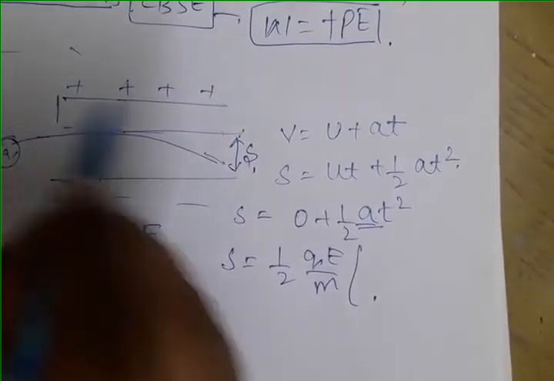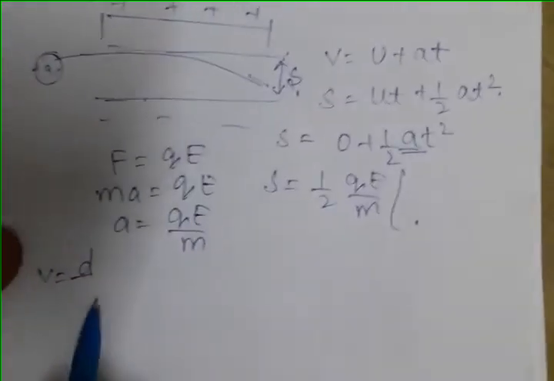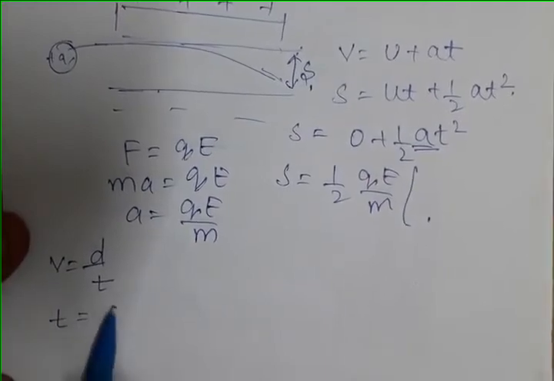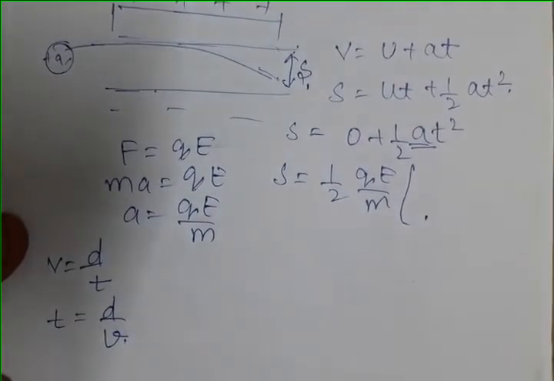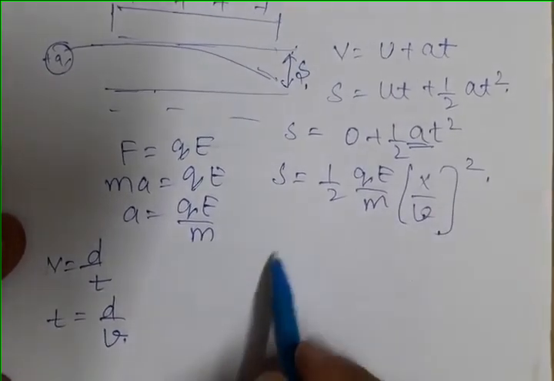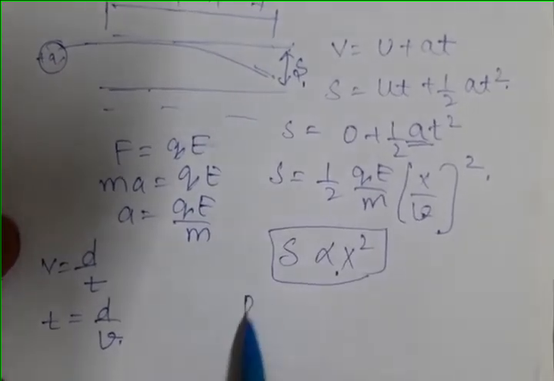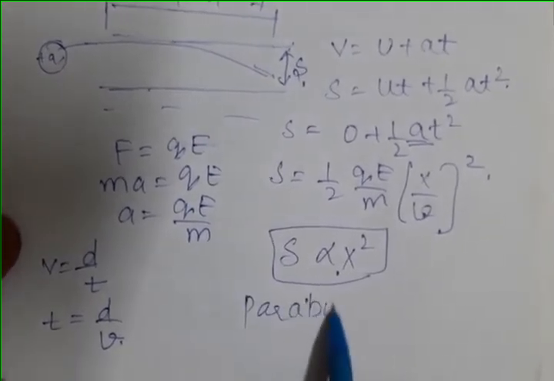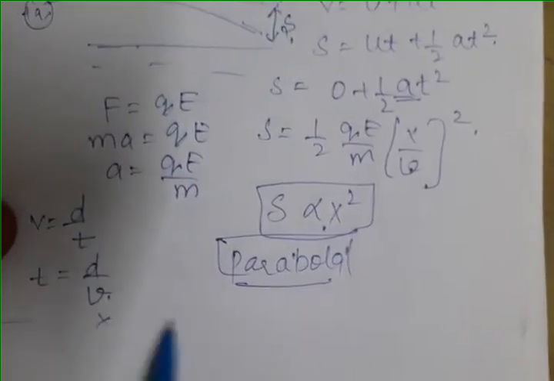t is what? t is the time to move from this side to this side. Now I know that velocity is distance by time. From this, time will be equal to distance by velocity. What distance will it cover? So t square may be x square by v square. So s is proportional to x square, that deflection. So its path will be a parabola. Thank you very much.